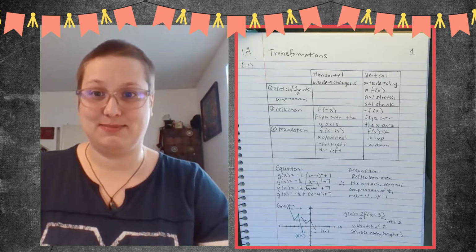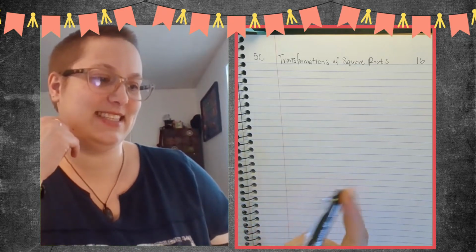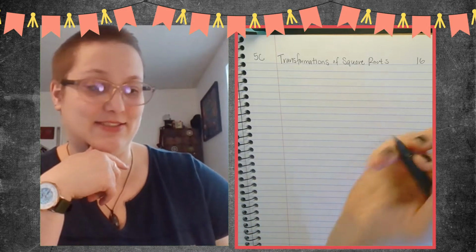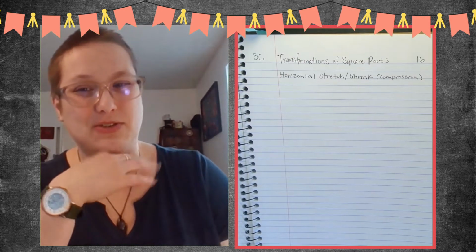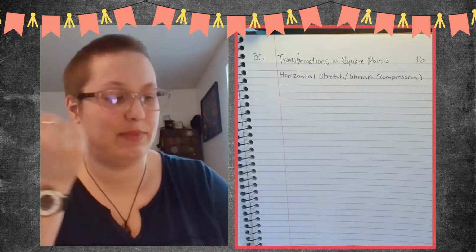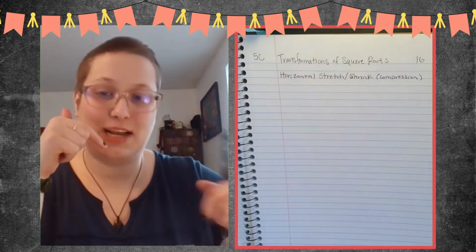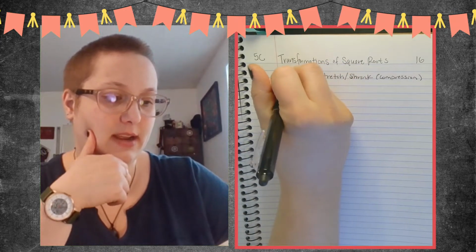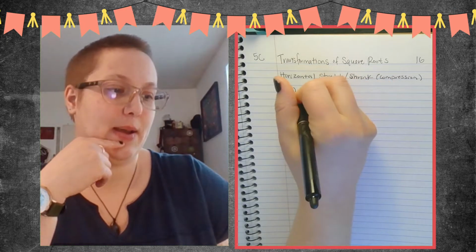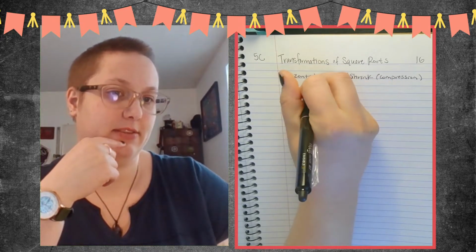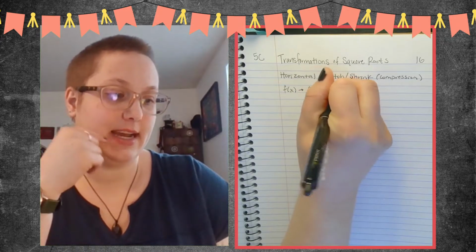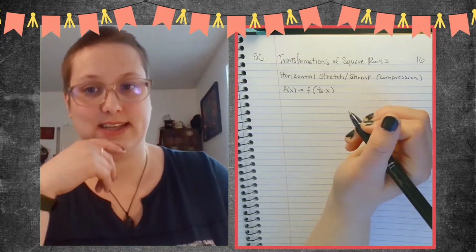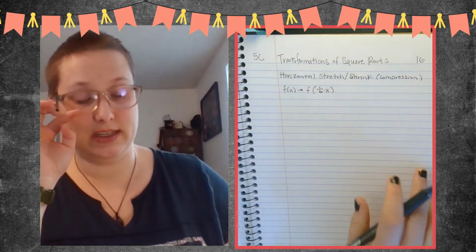So let's get started. We're at 5C, doing transformations of square roots and stuff. So here's a horizontal stretch or shrink, which we also call a compression sometimes. That's going to be inside with the x. So here's my original function. And then my horizontal stretch or shrink will have the function with 1 over b times x just chilling inside. That's my horizontal stretch or shrink.